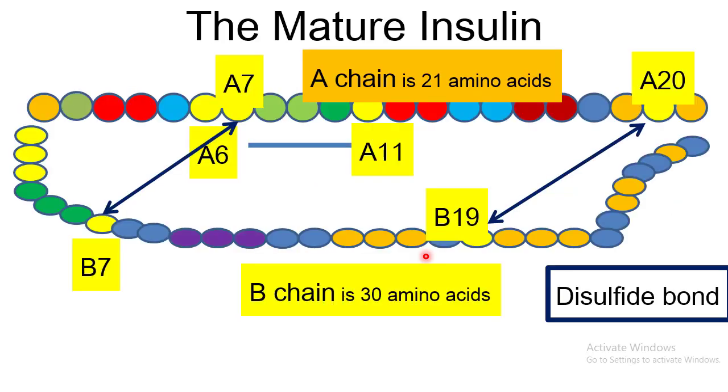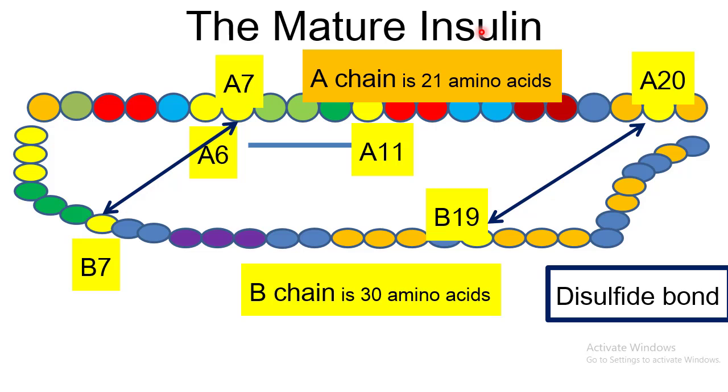So this is what you are going to get at the end of the functions of the signal peptidase enzyme and the endopeptidases. You are going to get the A chain and the B chain attached to each other by the intrachain disulfide bond and the interchain disulfide bond to give you the mature insulin, which has the ability to bind to the insulin receptor. So this is how the signal in the insulin signaling pathway looks like.